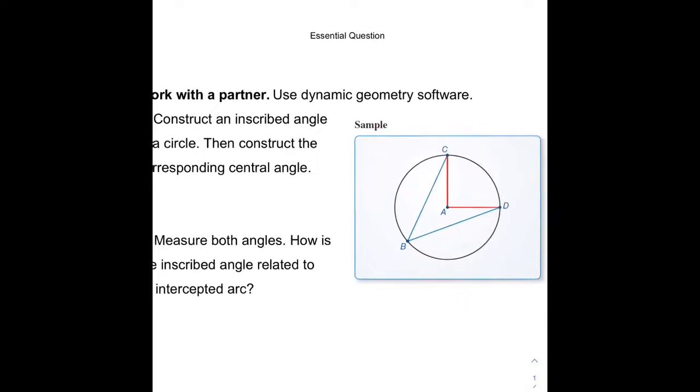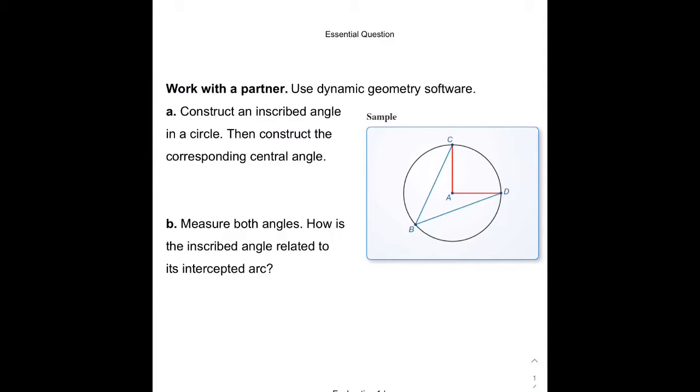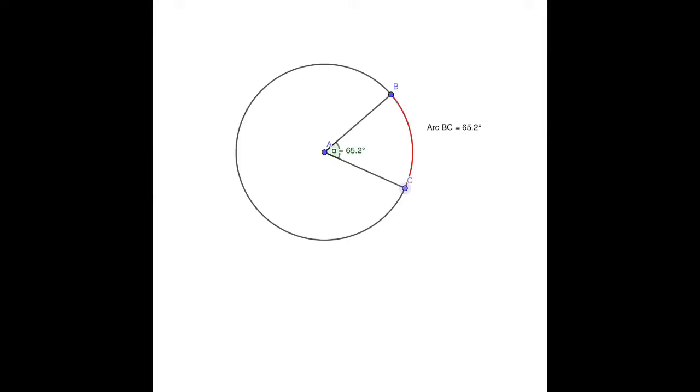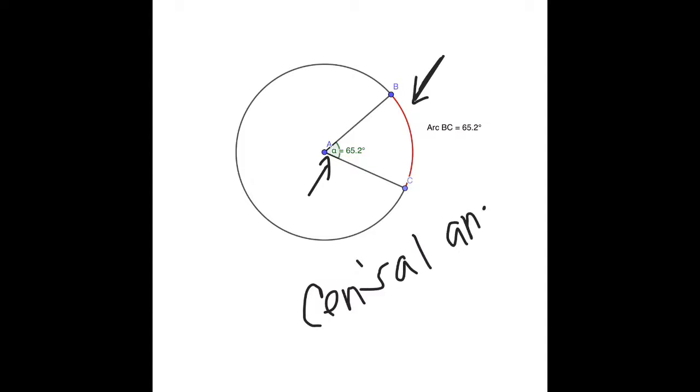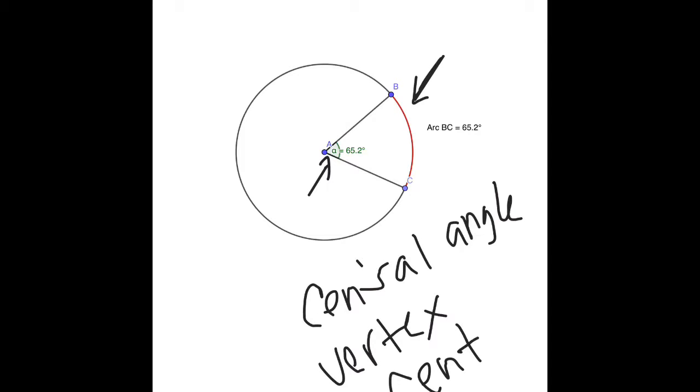This is in your notes, and I am going to go ahead and use GeoGebra to illustrate the new learning. All right, here's what you have learned so far. You have talked about a central angle. A central angle is one in which you have a circle, and this arc right here is the same measurement as your central angle. And it is a central angle because its vertex is in the center of the circle. So hopefully that makes sense.